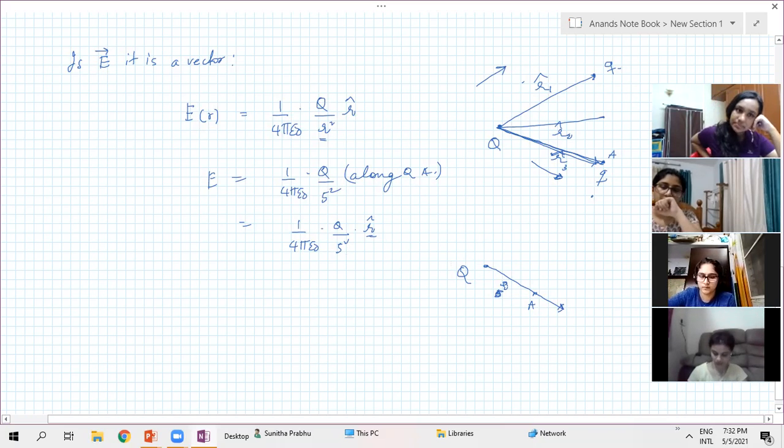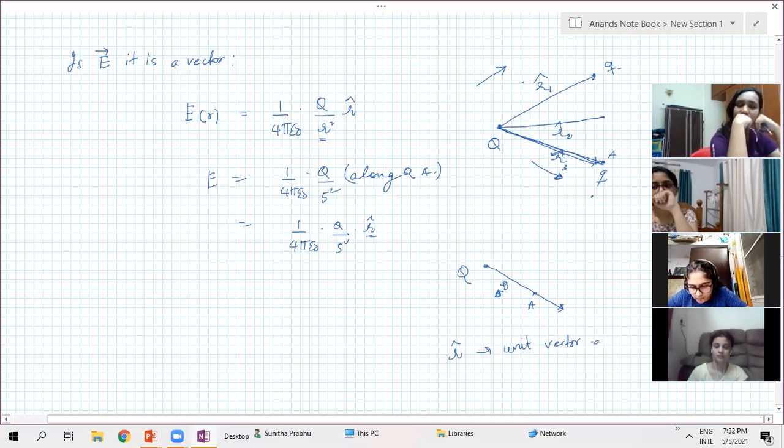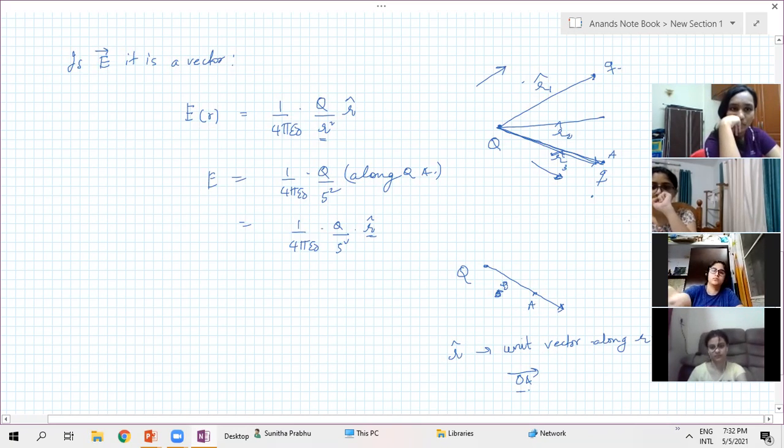See, unit vector means you don't want that magnitude of vector coming into picture. So along OA, when we say that, that is going to give you the direction, isn't it? R cap is actually unit vector. R cap means unit vector along R. This unit vector along R means what? This direction OA. Are you following this, guys? Yes, sir.